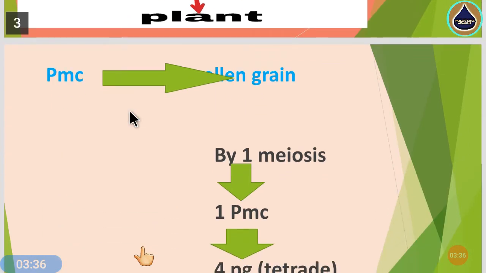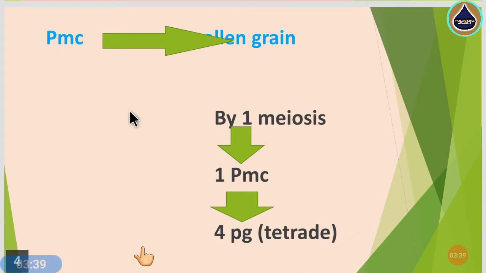Now we'll go for the number of cell divisions that are needed for the formation of the pollen grain. Dear students, you can see here the term PMC, meaning pollen mother cell. This pollen mother cell is a diploid cell having 2n number, and it is needed for the formation of the pollen grain, because the pollen grain eventually forms the male gamete.